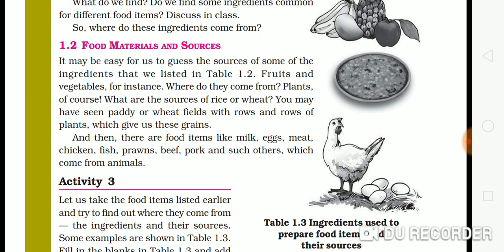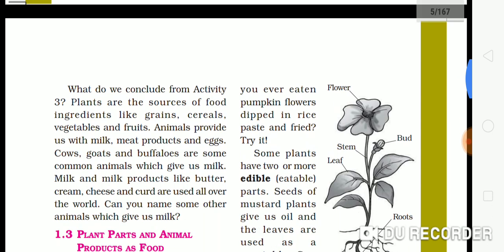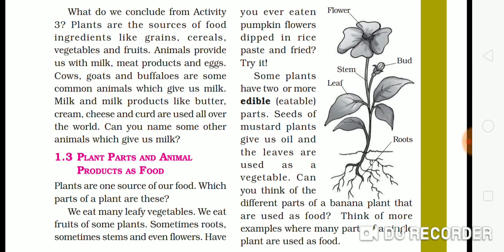Now, different parts of the plant basically serve as a source of food for us. Can you name some different parts of the plants? Yes: roots, stem, leaves, flowers, seeds, fruits, and vegetables. These are edible parts. They all are edible parts.